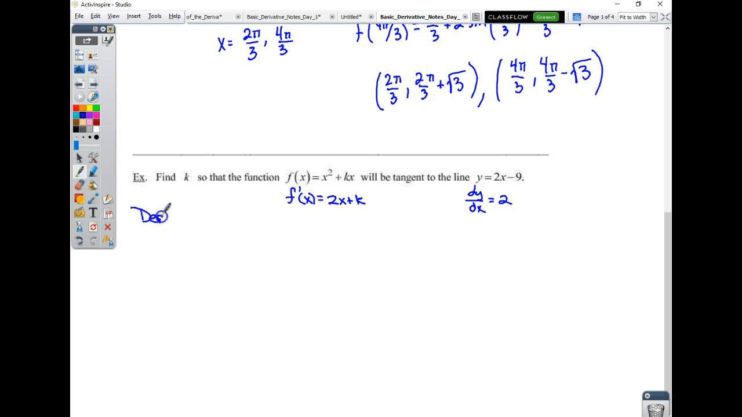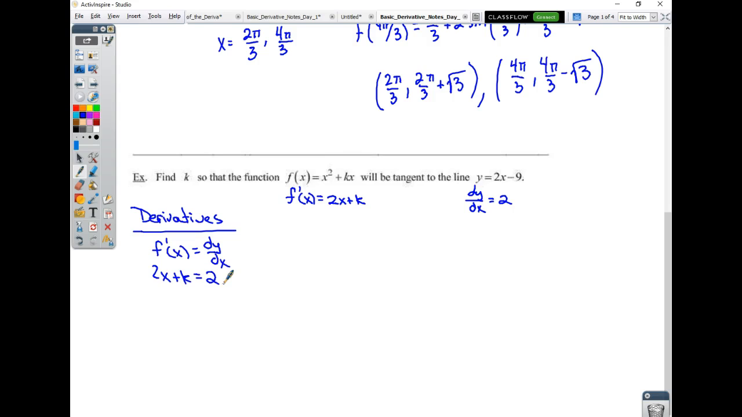So I can take my derivatives. F prime of x is 2x plus k, dy dx is equal to 2, and I can set those equal to each other. Let me rewrite that real quick. I want to take f prime of x and set that equal to dy dx. So I'm going to set 2x plus k equal to 2.